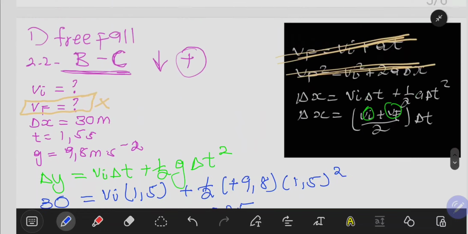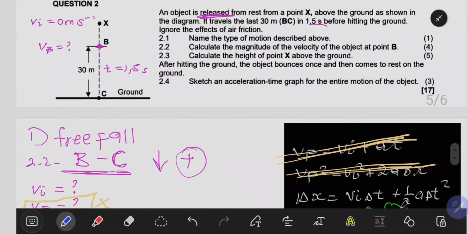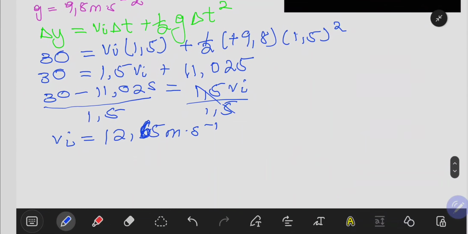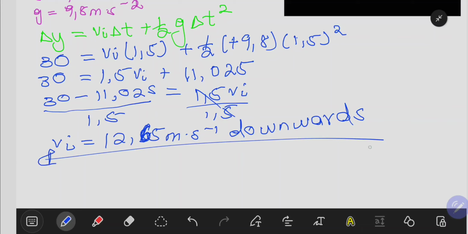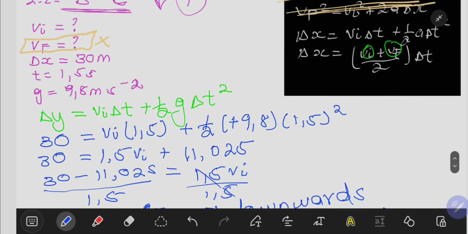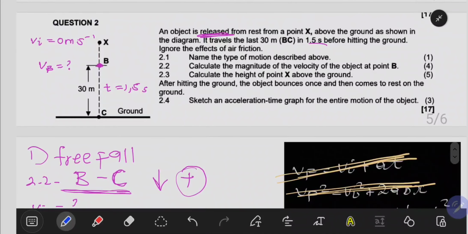Why? Because the velocity here at B, the ball is still going downward. So it means that our answer is very much correct. So this is our magnitude and the direction of this velocity at point B.